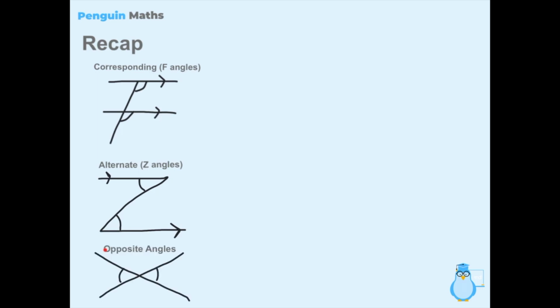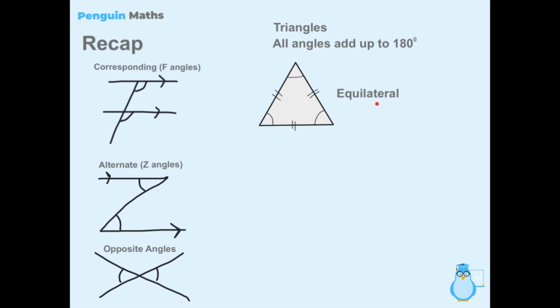We now also know that if we have two straight lines that cross each other in this fashion, well then the opposite angles are equal to one another, and that is just simply known as opposite angles. We now know that for triangles, all three angles inside the shape must add up to give 180 degrees. We said that an equilateral triangle is a triangle which has three equal sides and also three equal angles. We know that a right-angled triangle is just simply a triangle that contains a right angle, as symbolised by this here.